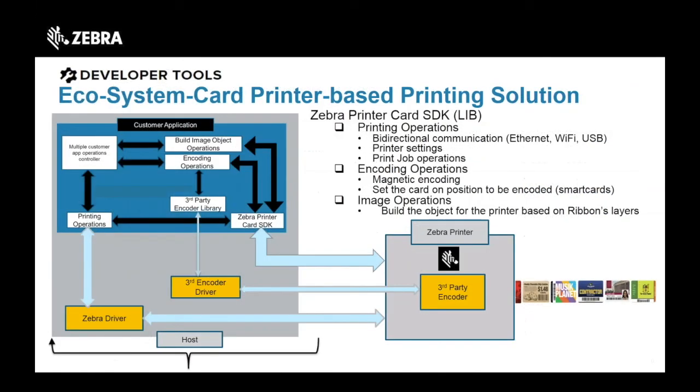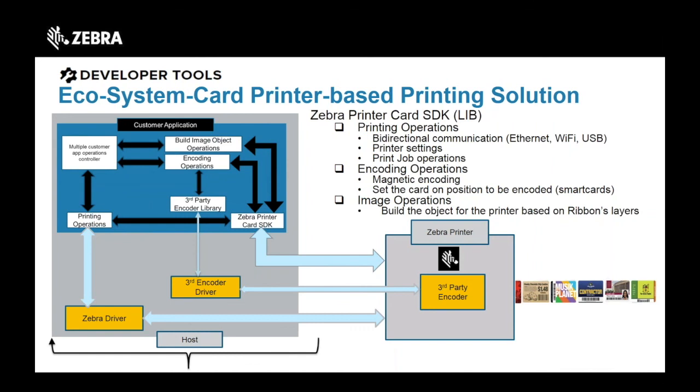Okay, so this is basically our ecosystem printer-based printer solution. On your left side, you see a high-level architecture. On top, you will see the customer application, and our SDK focuses on three basic operations in that development. We help to build the image object operation, we help with encoding operations, and also we help with the printing. Basically, the most important thing, we help with the printing operations.